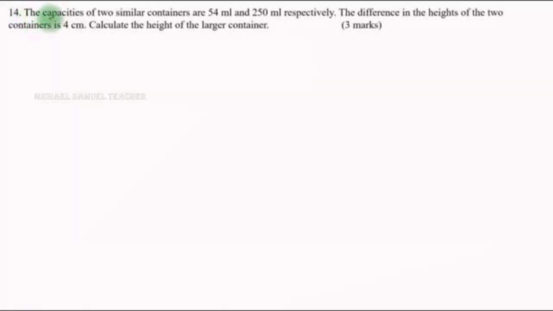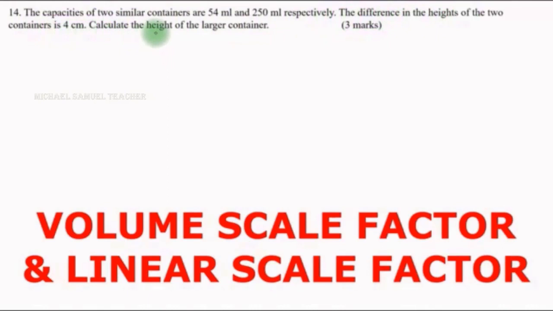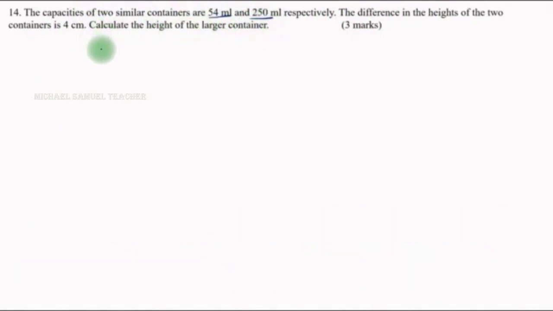Question 14. The capacities of two similar containers are 54 milliliter and 250 milliliter respectively. The difference in the height of the two containers is 4 centimeter. Calculate the height of the larger container. So in this situation, you have been given two containers, and that is the volumes. But because we need the height of the larger container, we need to apply similarities, and that is the volume scale factor and also linear scale factor.